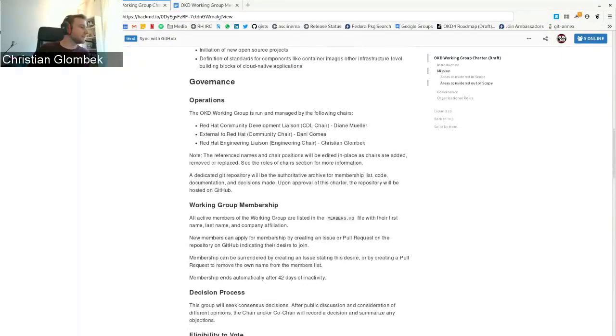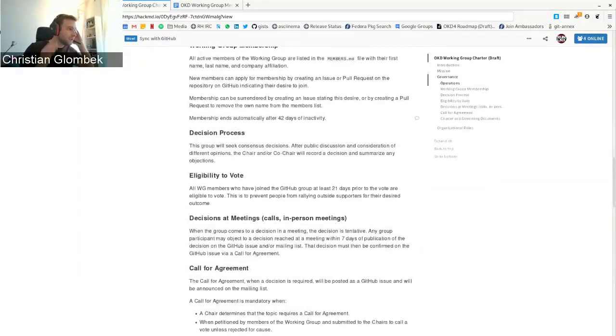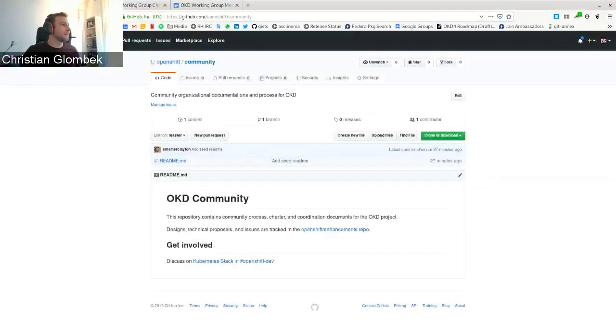It's been reworked a little bit. I don't think there's any huge changes. I do want to do more of the work on GitHub though. So we've just created the OpenShift community repository, which will be the authoritative store for every document we come up with, for the meeting notes. All this stuff will be stored there.